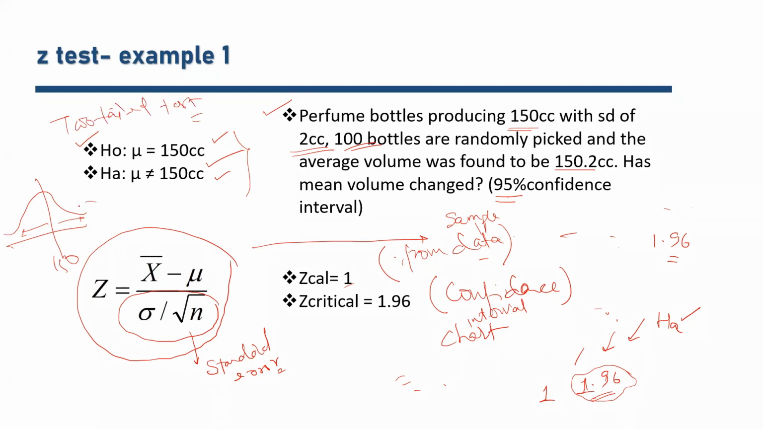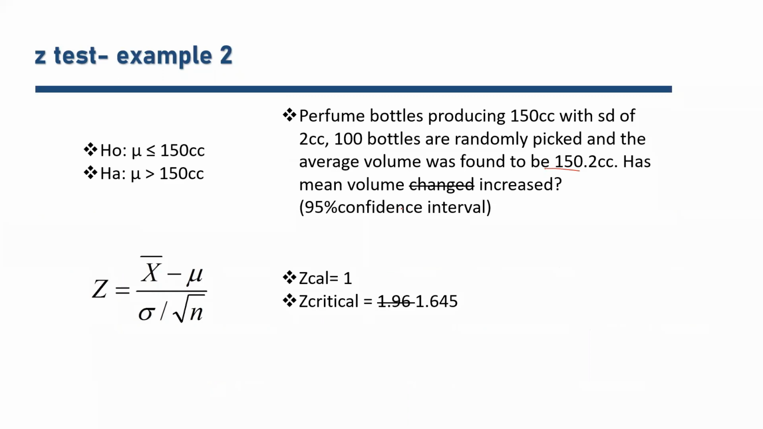It was a two-tailed test because you have two tails here. Now the question has changed. It is asking whether the volume has increased. So when you say your volume has increased, you are actually looking into this part. Your volume has increased, this part. You're not considering this one.